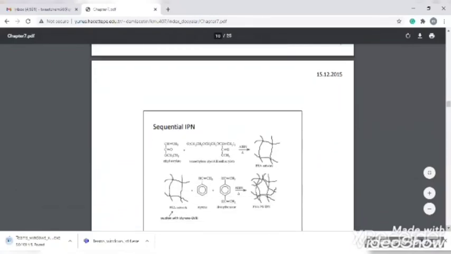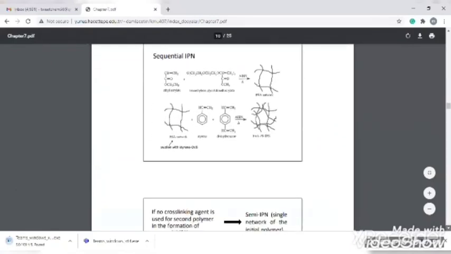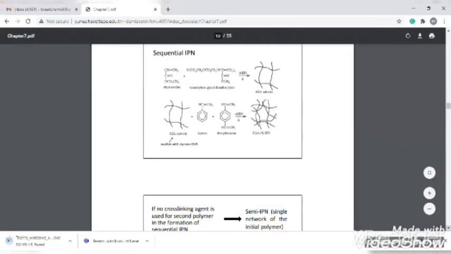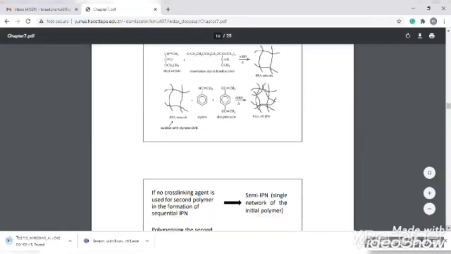What is the sequential IPN? You can see here the sequential IPN: ethyl acrylate and tetraethylene glycol dimethacrylate are combined, and with AIBN a PEA network is formed and swollen with styrene plus DVB. The PEA network is again reacted with styrene and divinyl benzene, and the catalyst is AIBN. On heating, the PEA and PS IPN network is formed.